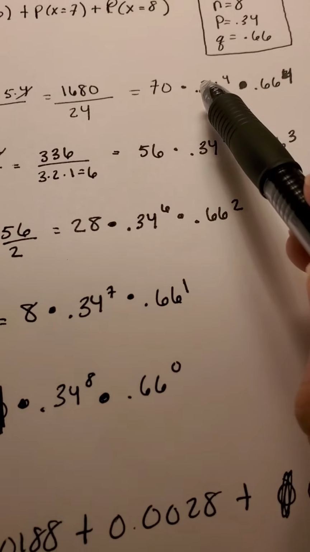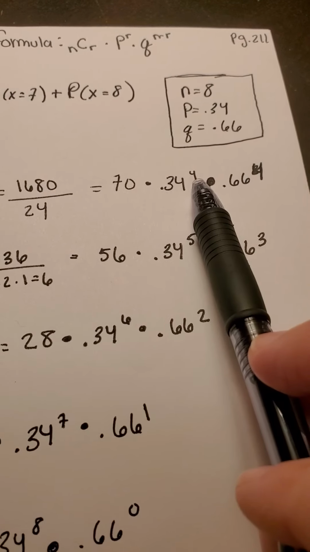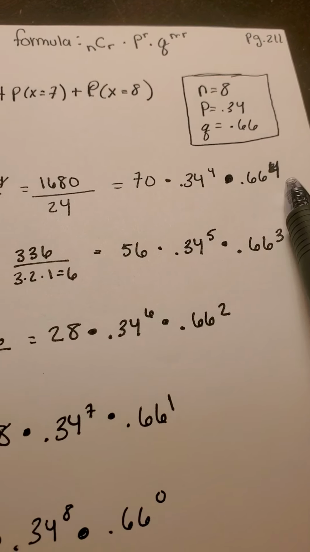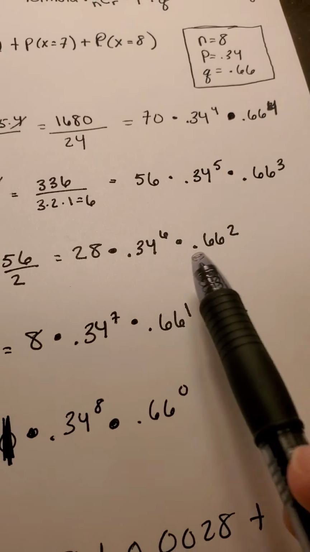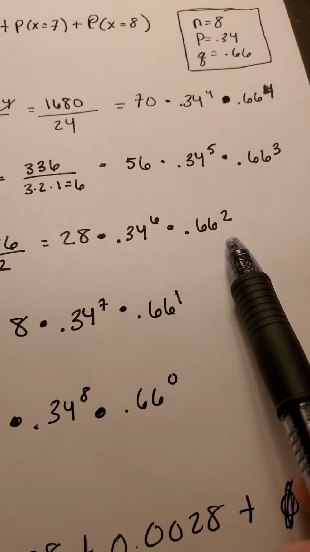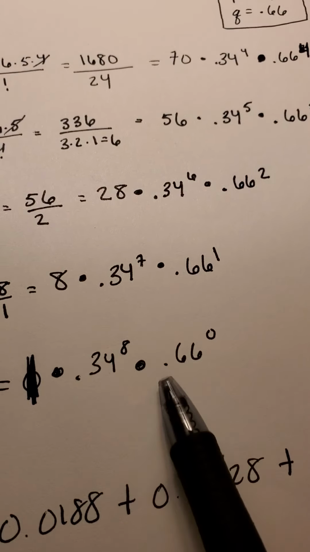And when you plug into the formula up here your p and your q, you get the 0.34 to the 4 and 0.66 to the 4. And then for 5, we have 5 and 3. And for 6, we have 6 and 2. And then for 7, we have 7 and 1. And for 8, we have 8 and 0.